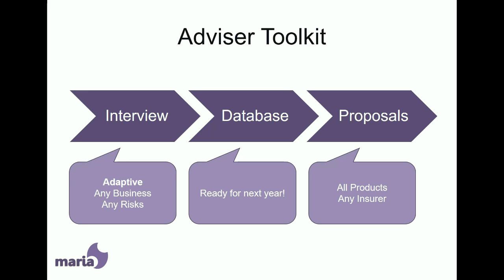So our Adviser Toolkit starts with an interview, which is adaptive for any business and any risks. That's saved in a database, which means the information's ready for next year, and it produces proposal forms which are suitable for any product included.